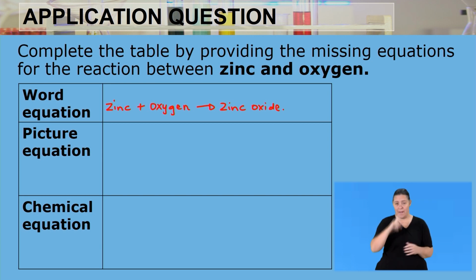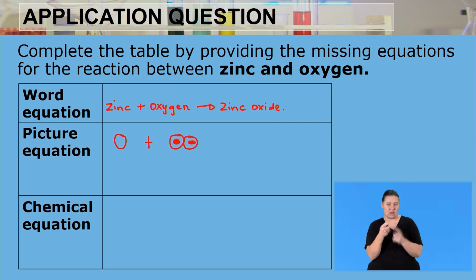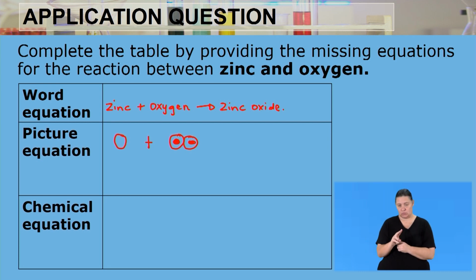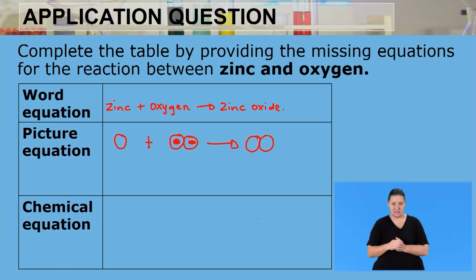Now, in terms of a picture of this particular reaction, we have zinc, one atom of zinc, that is going to react with oxygen. Remember that oxygen is a diatomic molecule. It must be written as two. So that's why I have two circles that are chemically bonded together to show that it's O2. And they are shaded because they need to be different from the atoms of zinc. And then the product of this is going to be zinc oxide. So it's going to be zinc with the oxygen.